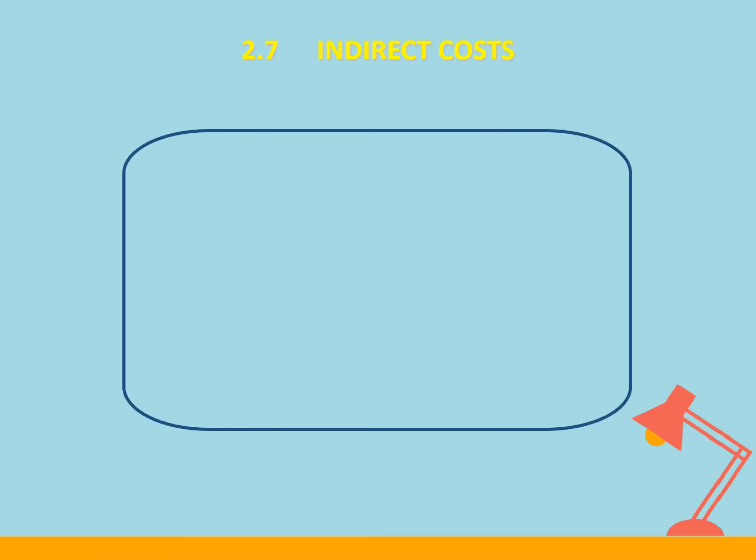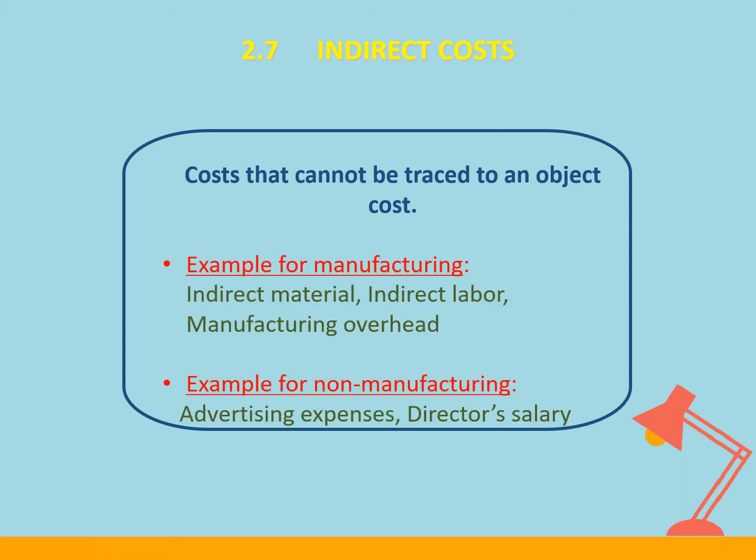Indirect costs. Indirect costs are costs that cannot be traced to an object cost. Example for manufacturing would be indirect material, indirect labor, and manufacturing overhead. While example for non-manufacturing are advertising expenses and director's salary.